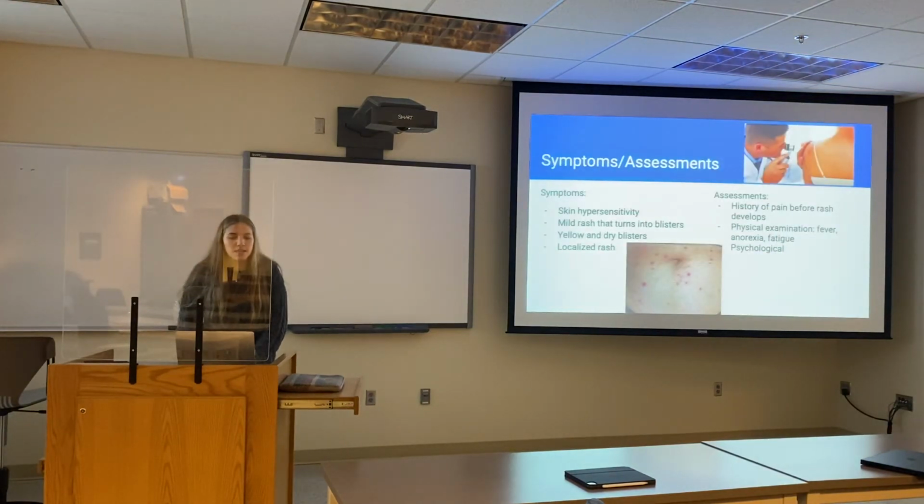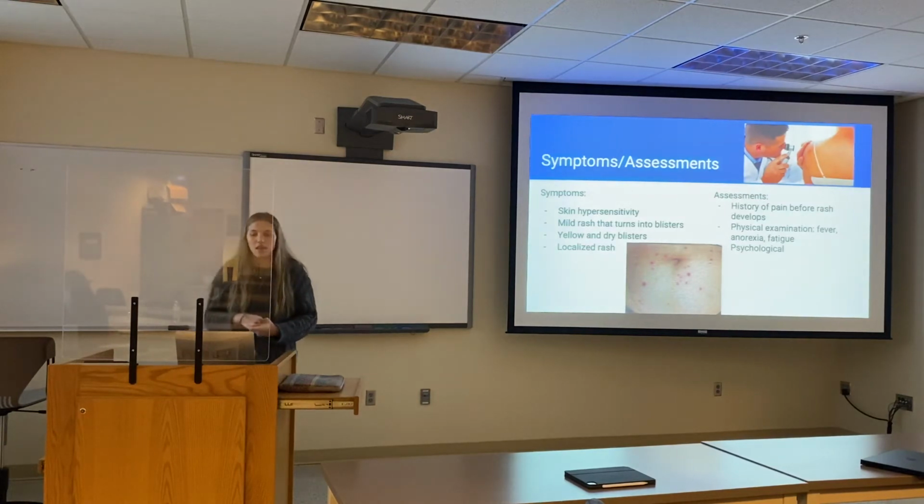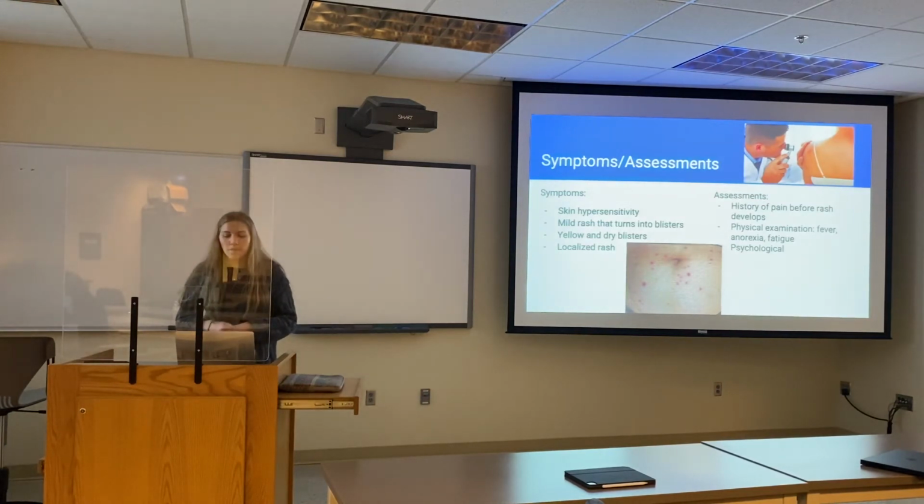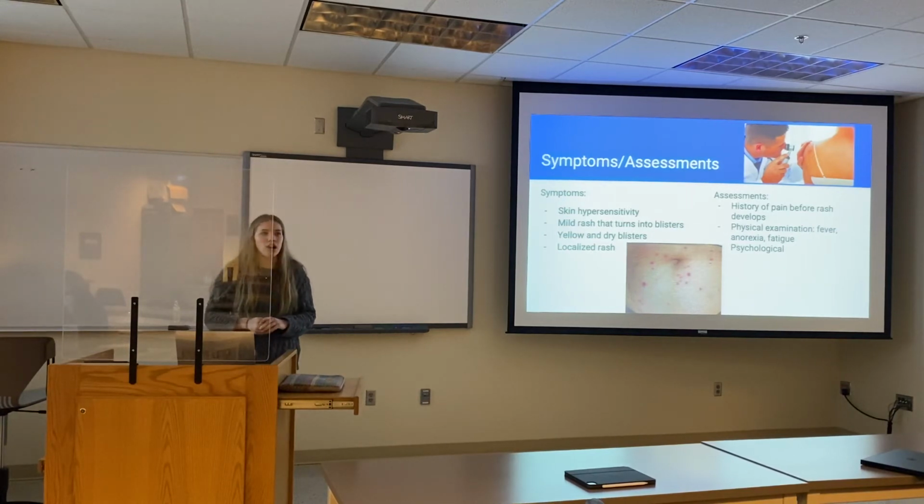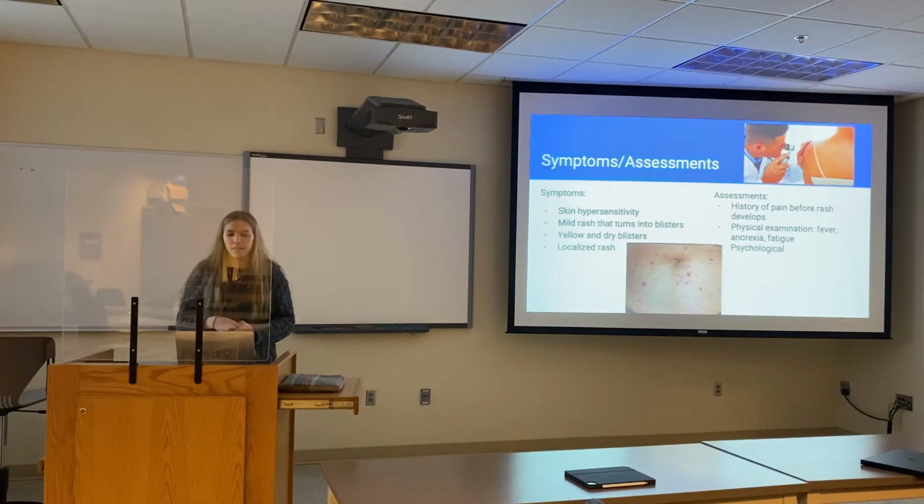Some symptoms and assessments. Usually you'll have skin hypersensitivity in the area where the shingles will occur. You'll have a mild rash of red spots that turn into blisters and can be very painful. Those blisters turn yellow and dry, and are very sensitive to touch. The rash goes away in about 1 to 2 weeks if treated properly, and it's usually localized again to one side of the body.